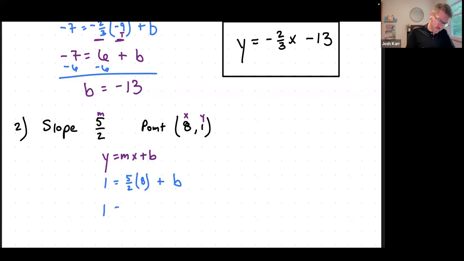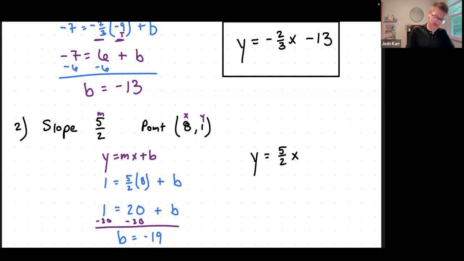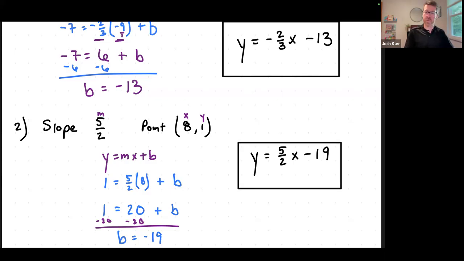So we got a 1. 8 times 5 divided by 2. So we get 20. Finish it out. Let's subtract. So we get b equals -19. Final answer, slope-intercept form with m and b filled in. This line is defined as a line with slope of 5/2 and a y-intercept of -19. All right, great job. I'll see you for the next one.